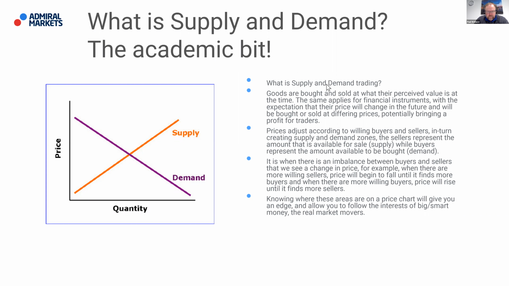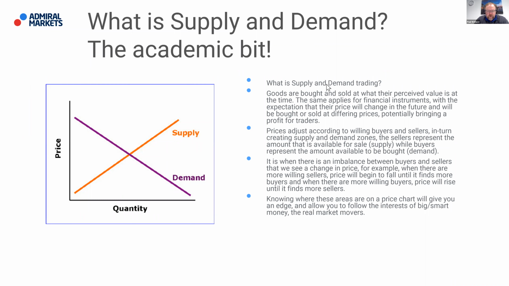The sellers represent the amount that is available for sale, supply, while buyers represent the amount available to be bought, demand. It is when there is an imbalance between buyers and sellers that we see a change in price. For example, when there are more willing sellers, price will begin to fall until it finds more buyers. And when there are more willing buyers, price will rise until it finds more sellers.